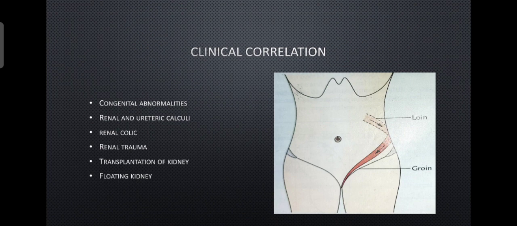Okay, renal angle is the angle present between the lower border of 12th rib and the outer border of erector spine. So this is the renal angle, and when that area is tapped during inspiration, when the patient feels any pain, this is called positive Murphy's punch sign. This is somewhat important.